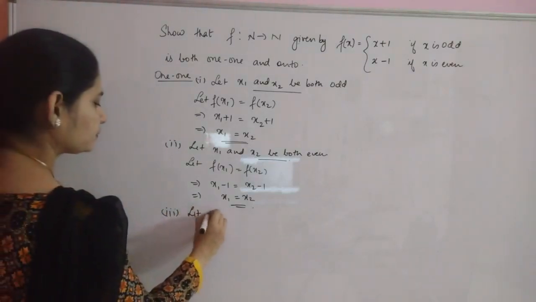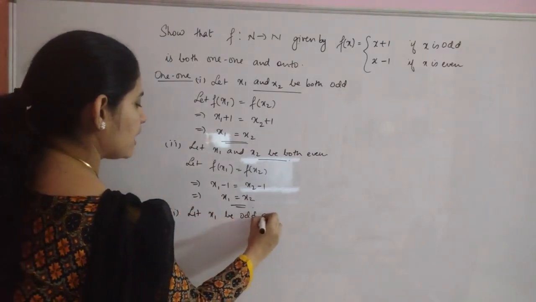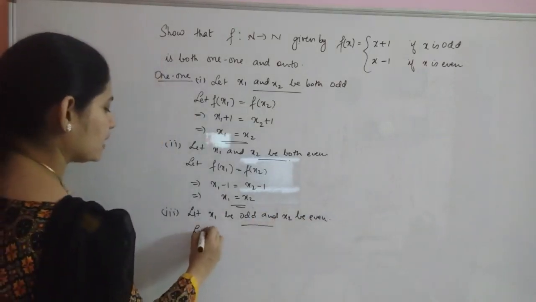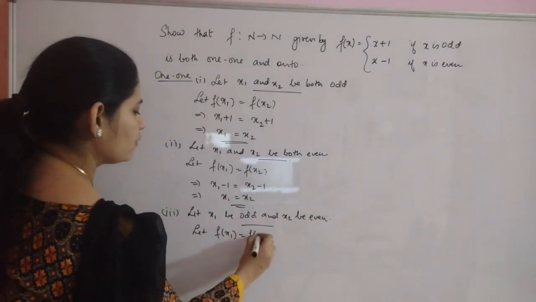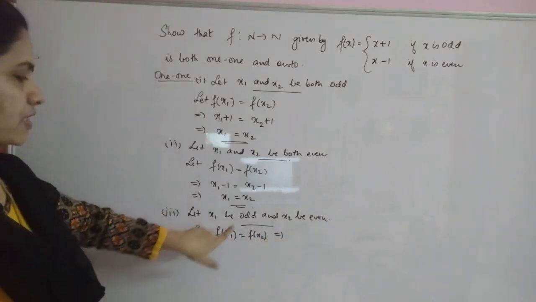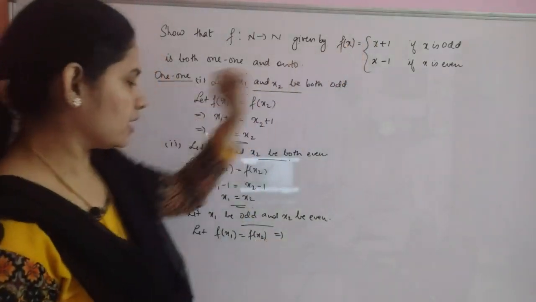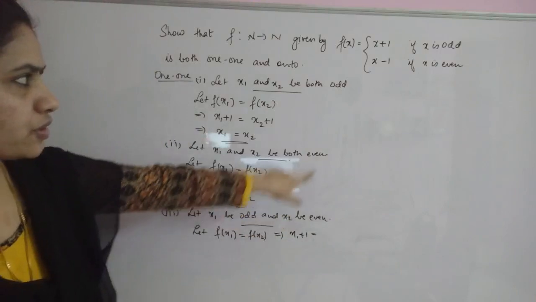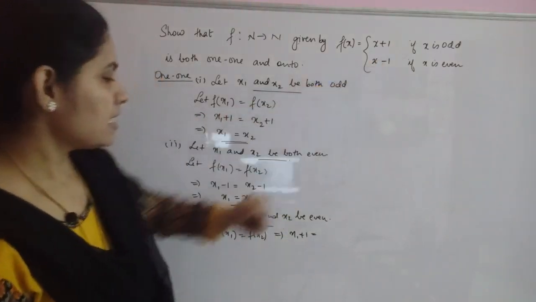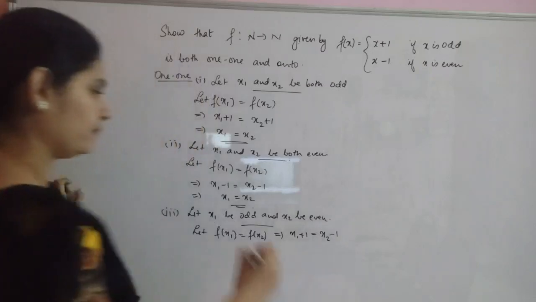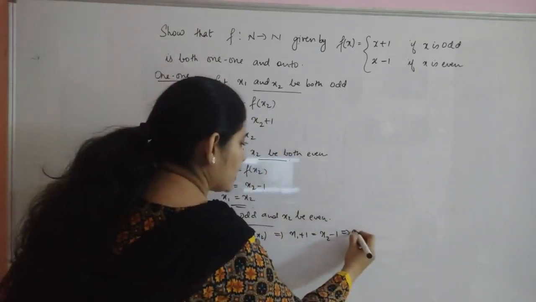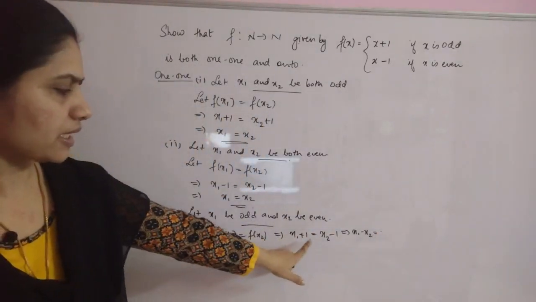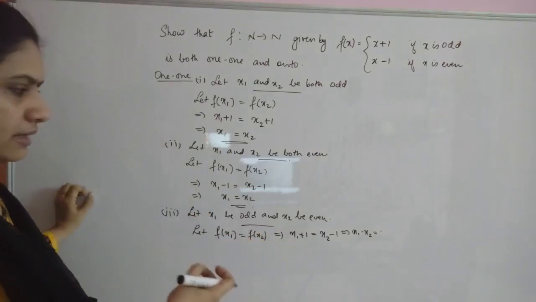Let x1 be odd and x2 be even. Again we take f(x1) equal to f(x2). For f(x1), when x1 is odd, the definition is x + 1, so here you get x1 + 1, and x2 is even, so you take the definition of f(x2) as x2 - 1. This will give you x1 - x2, or x2 - x1. Anyway, you are getting a quantity which is not equal to 0.